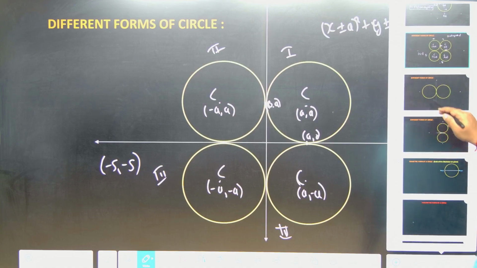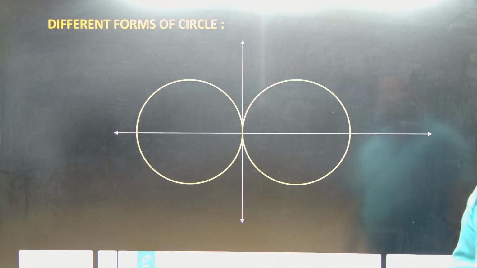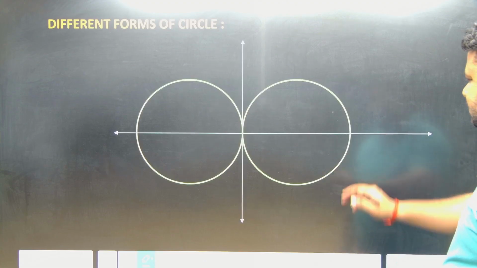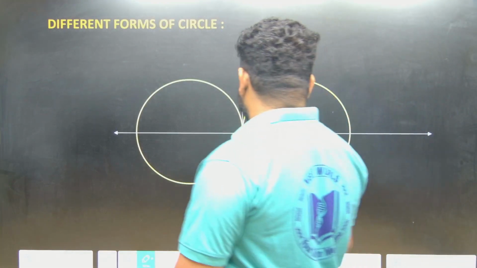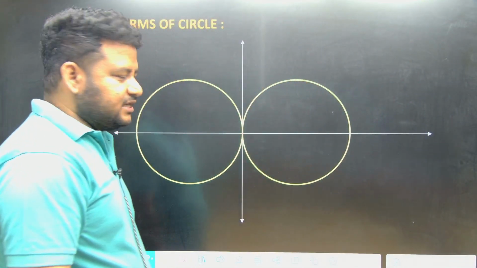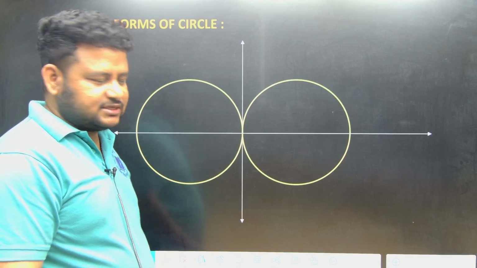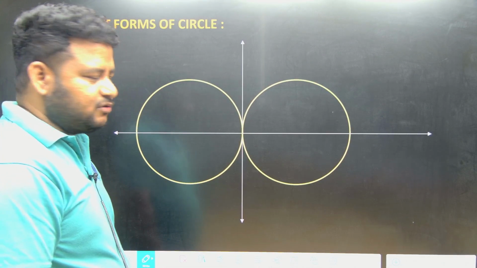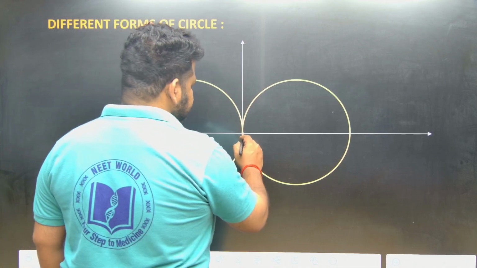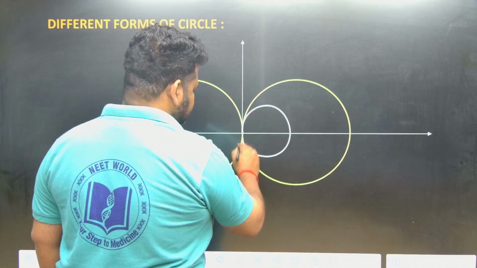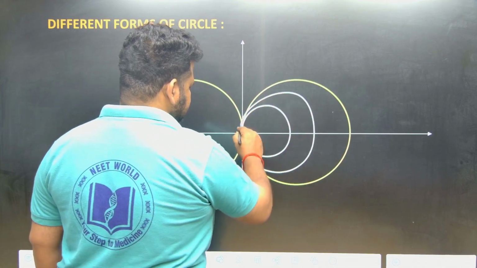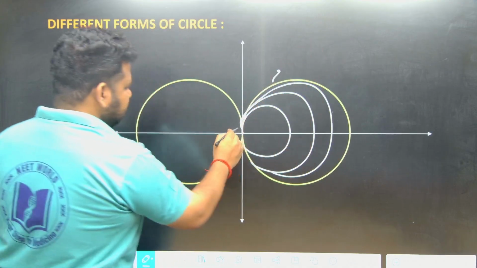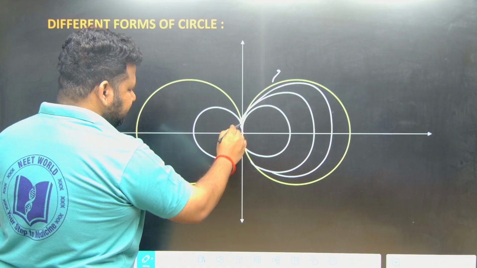Let us proceed to the next form, that is different forms of the circle. See here, the circle is touching the y axis at the origin. If the circle is touching the y axis at the origin, how many circles can you draw towards this side? I can draw many circles. So how many circles can I draw? Infinitely many circles.